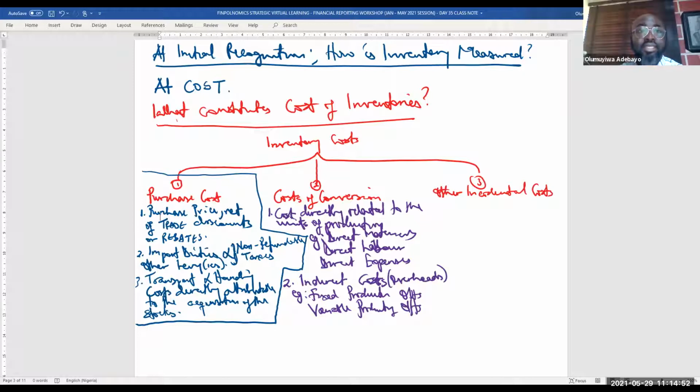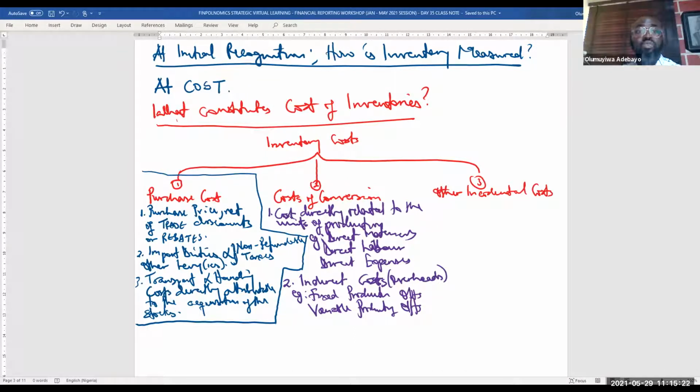Okay, and this is only required when you are dealing with non-merchandising inventory, which means you are dealing with inventory that arose from the production process. Any question before I move ahead?